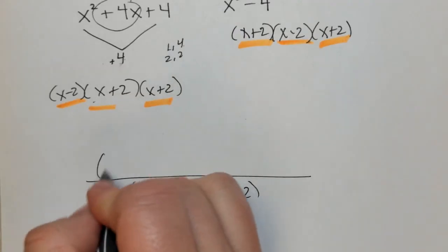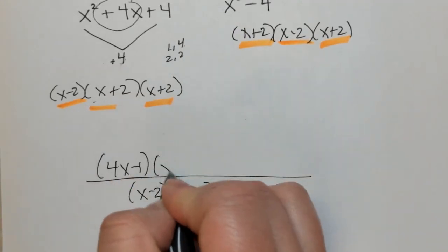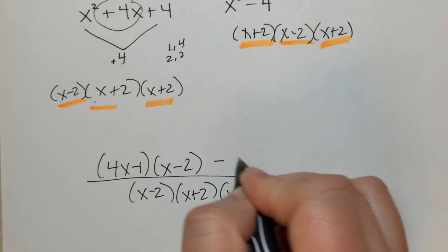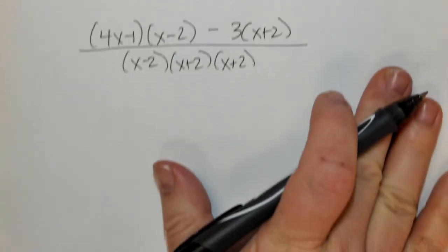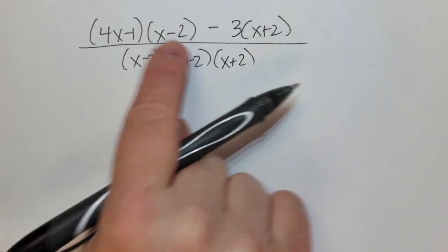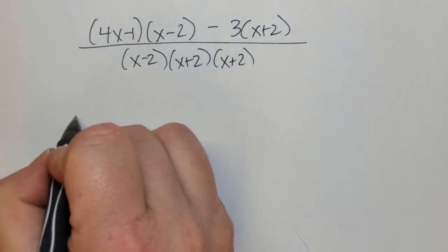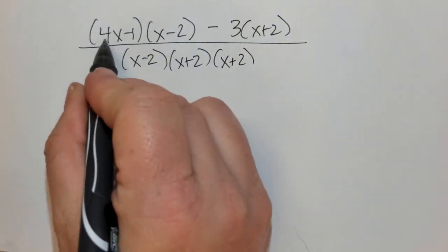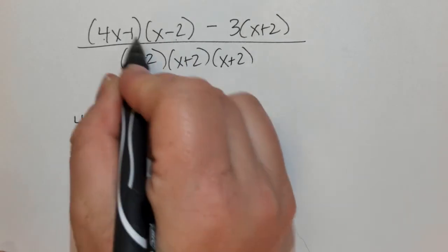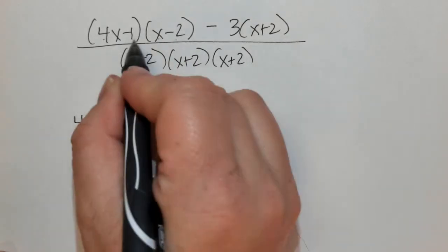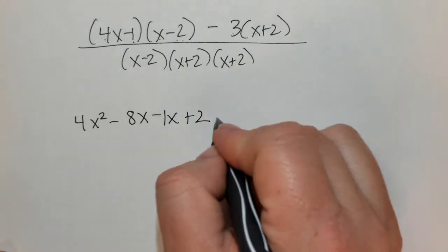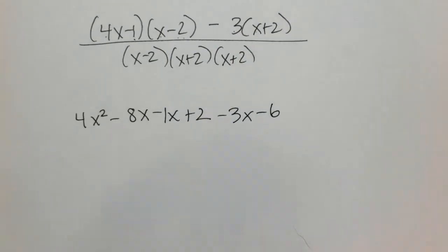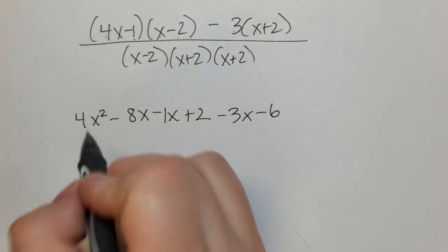Now on top, I have 4x minus 1 times the quantity x minus 2, and then negative 3 times the quantity x plus 2. I'm going to FOIL this top. So front, 4x squared, outside, minus 8x, inside, and last. And now I'm going to distribute the negative 3: x minus 6. This is just the numerator, and now I'm going to combine like terms.